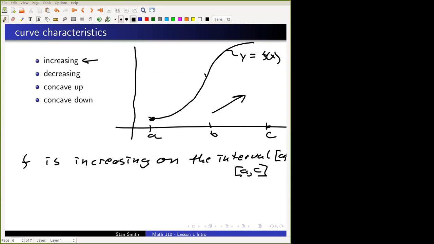Make sense? Is it decreasing anywhere? Well, it might be decreasing a little bit in here. I fudged it a little bit. But I'm going to say it's increasing from A to C. Okay, it's decreasing nowhere on AC.